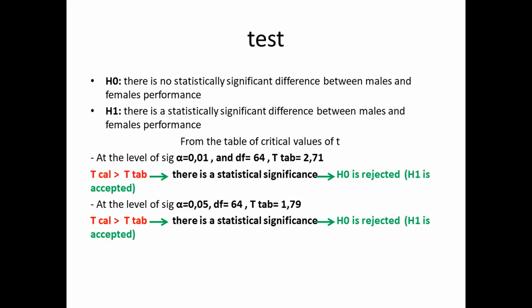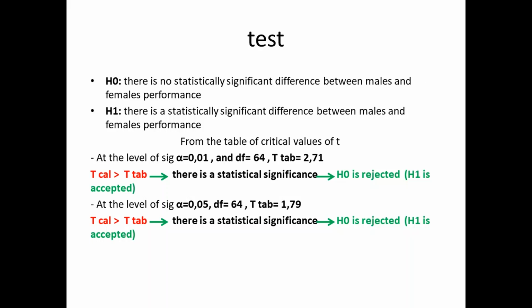Let's go above. H0 states that there is no statistically significant difference between males and females performance, and this hypothesis is rejected in our study. So they are not equal or similar, and automatically the accepted hypothesis is the alternative one, which says there is a statistically significant difference between males and females. And voila, this is what you did, and this is how to test the hypothesis.